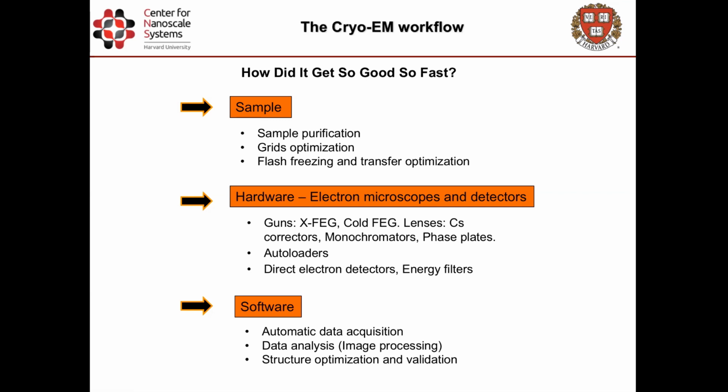From a software point of view, there was also a revolution, mainly because our computers got better, using GPUs, using big clusters, the clouds. We had some very new and very powerful image processing software like RELION. Structural optimization and validation will probably be the next step. It has not changed much over the last 10 to 20 years.